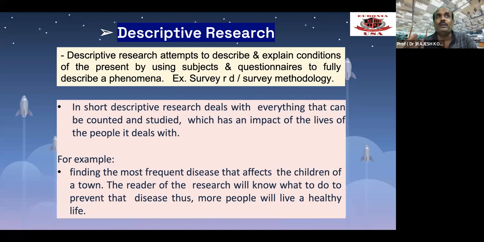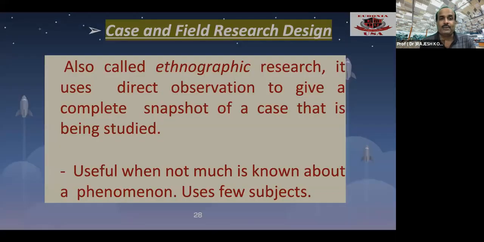It is descriptive. How many people are there? How many are female, male? How many are educated? What is the cost? This is the way of describing the overall population. It can be used as a design as well as a methodology. In short, descriptive research deals with everything that can be counted and studied. Here we will use statistical methods to do it in a numerical way.